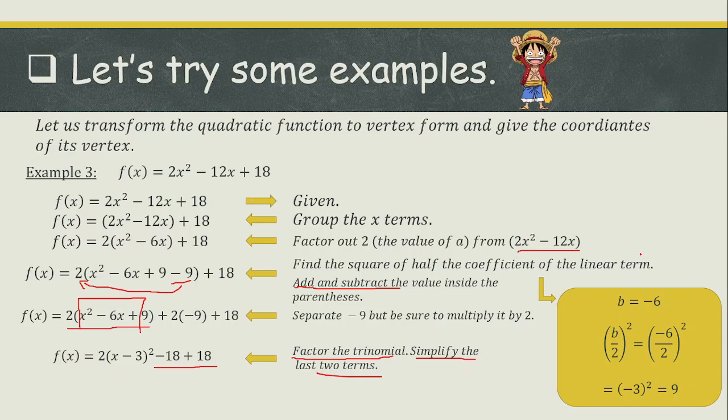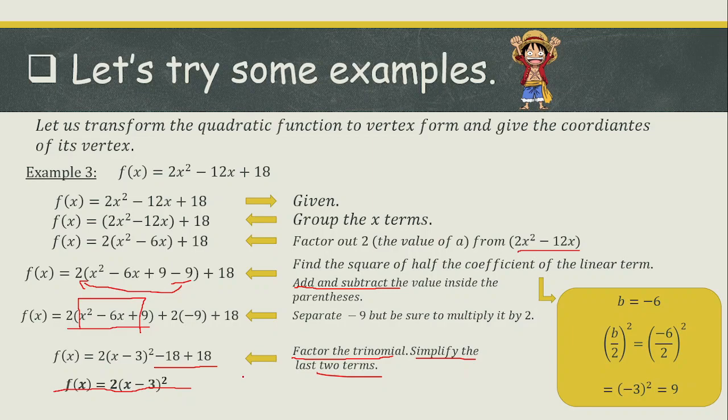Then pag ginamit natin yung completing the square, ang makuha nating result sa trinomial is a perfect square trinomial. So yung trinomial na nasa loob ng ating parentheses is a perfect square trinomial. So the factor of this perfect square trinomial is x minus 3 squared. So yung kalabasan ng next line of the solution is f of x is equals to 2 times x minus 3 squared minus 18 plus 18. Then, simplify natin yung negative 18 plus 18. So, the remaining terms will be f of x is equals to 2 times x minus 3 squared.